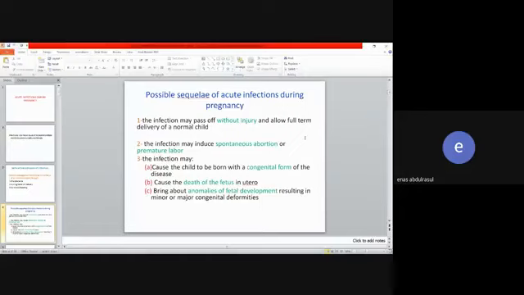There are certain congenital forms that are characteristic of each viral infection. Or it may lead to intrauterine fetal death. So any woman presented with unexplained intrauterine fetal death should be screened for a possible infection with TORCH pathogens. Or it may cause anomalies of fetal development, resulting in either minor or major congenital deformities.